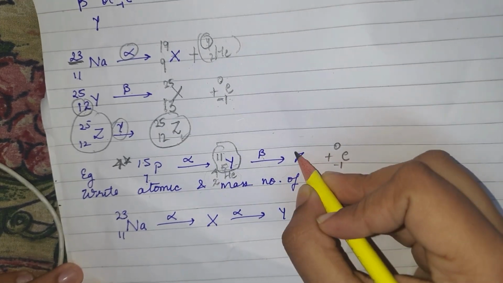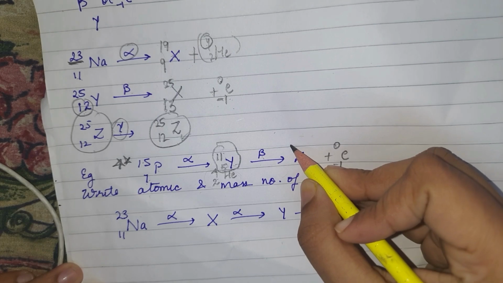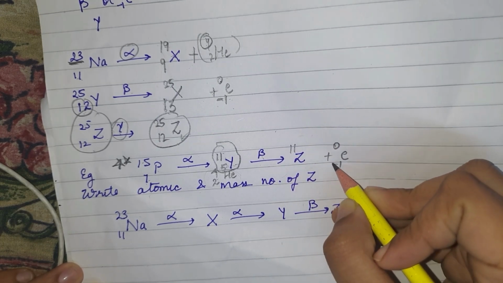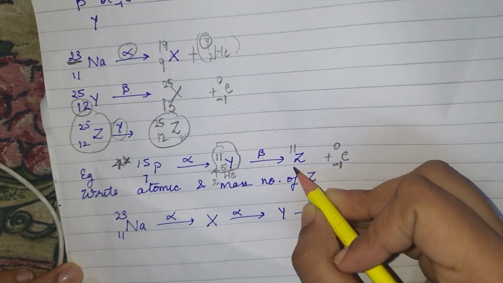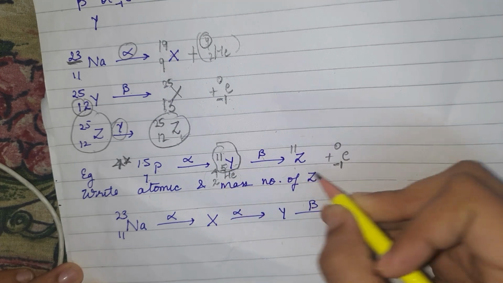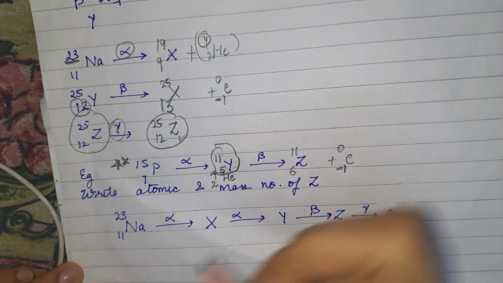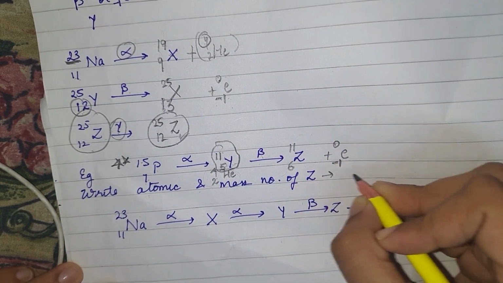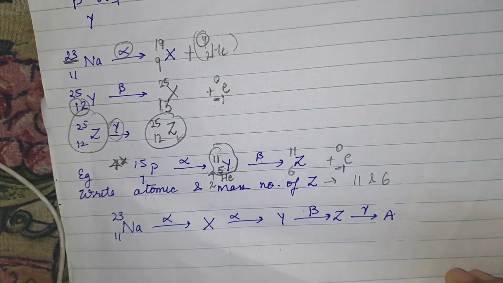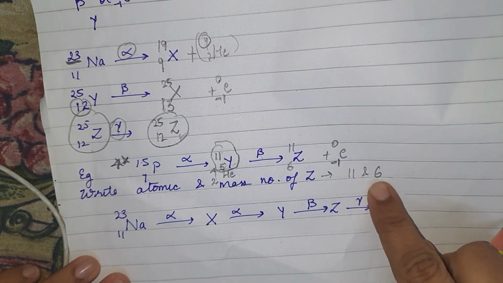Okay, so 0 plus something should give me 11, so here that would be 11. Minus 1 plus something should give me 5, so here it should be 6. So the atomic and mass number of Z is 11 and 6, right? So this is the mass number, this is the atomic number.